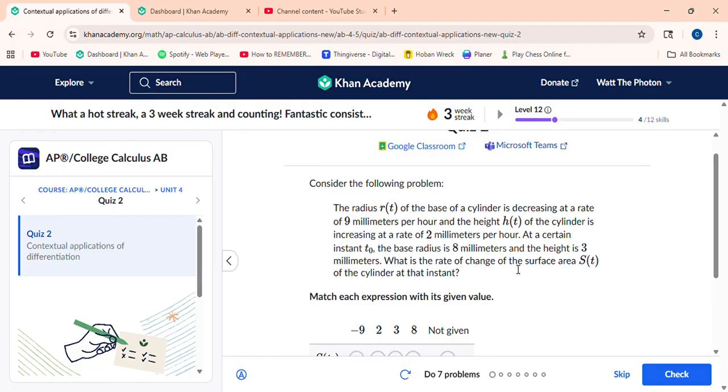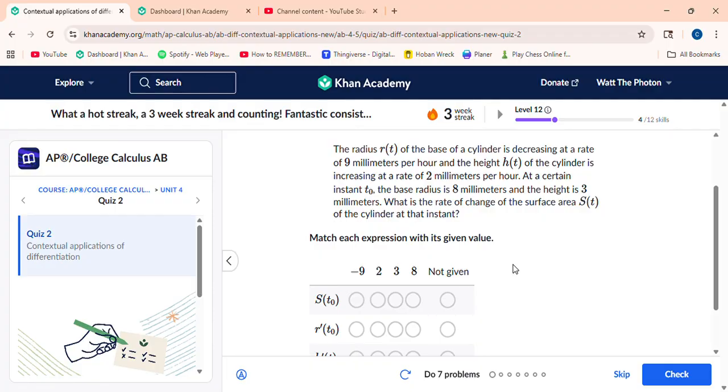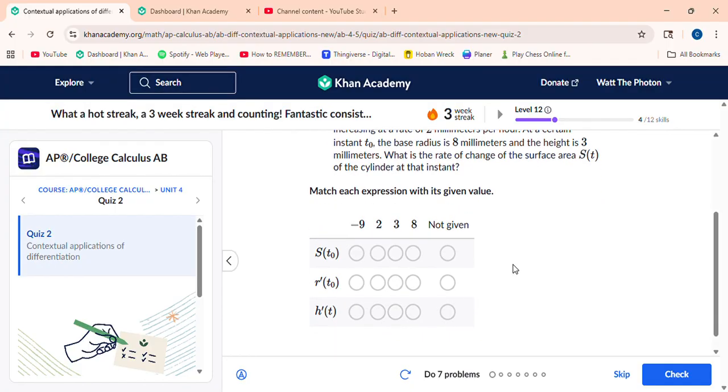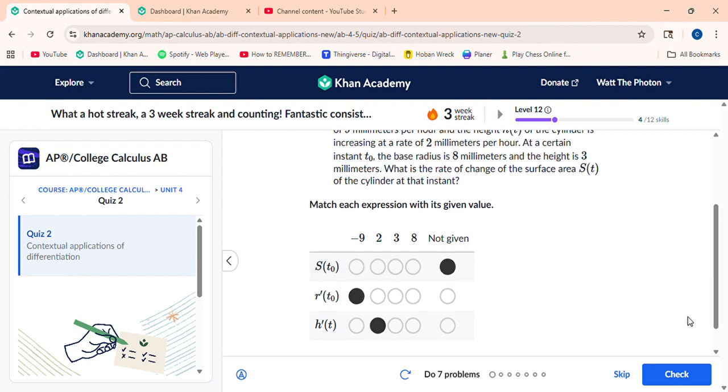What is the surface area? The surface area equation, does it have it? No. So let's see, h'(t) is 2. r'(t) is negative 9. And S(t), what is S(t)? Not given. I suppose we could find it out, but that had a pi in it.